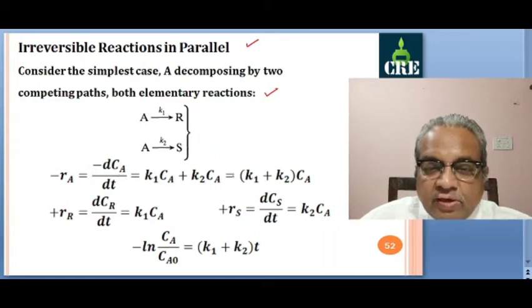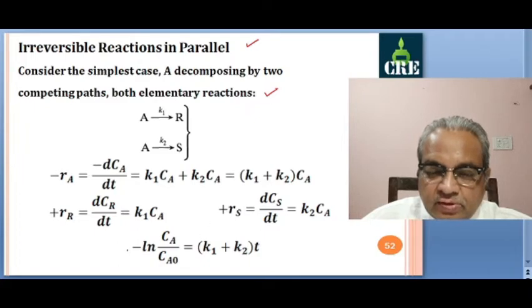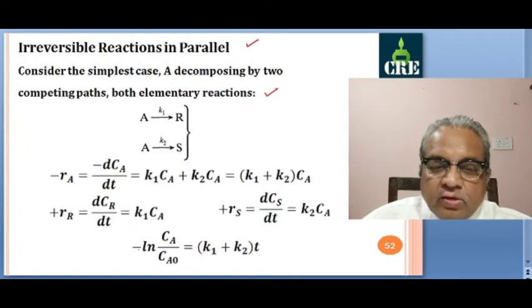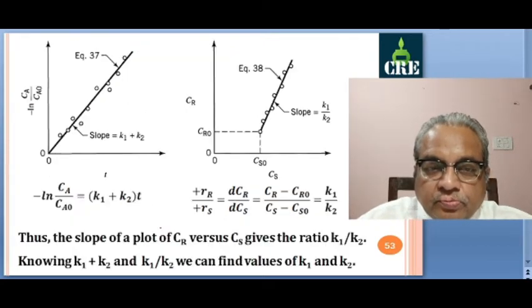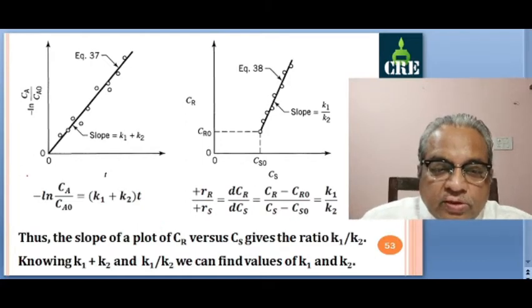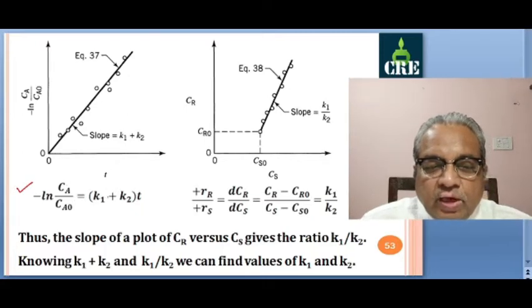Now this minus dCa by dt is equal to K1 plus K2 into Ca. So on the right hand side, K1 plus K2 into integral dt, with t between 0 to t. Minus dCa by Ca between Ca0 and Ca is minus ln of Ca by Ca0. This we know. Now these two equations you can see are simple. Minus ln of Ca by Ca0 is equal to K1 plus K2, in brackets, multiplied by t.